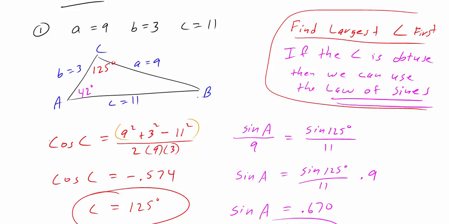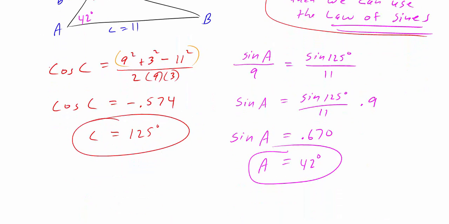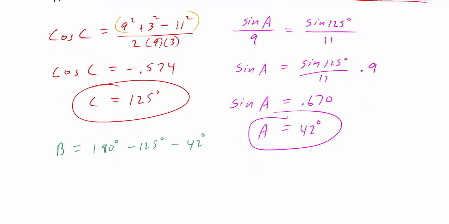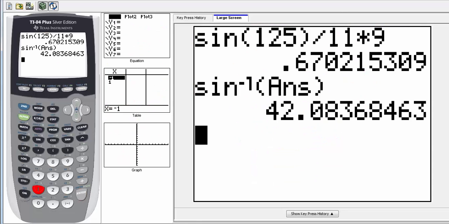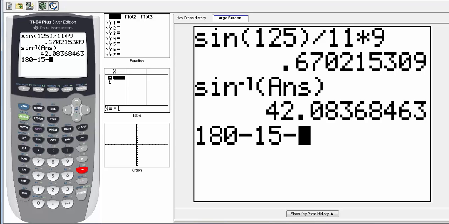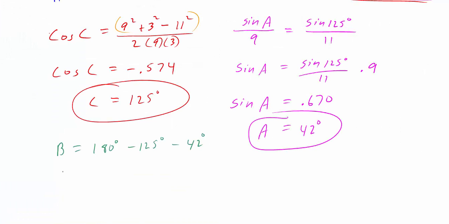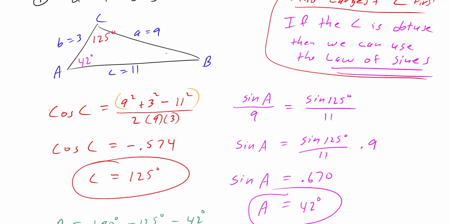So that means we can easily then find angle B by simply taking 180 degrees minus the 125 minus 42. And if we do that, you would have 180 minus 125 minus 42, and we end up with an angle of 13 degrees. So here we have now found the three missing angles.